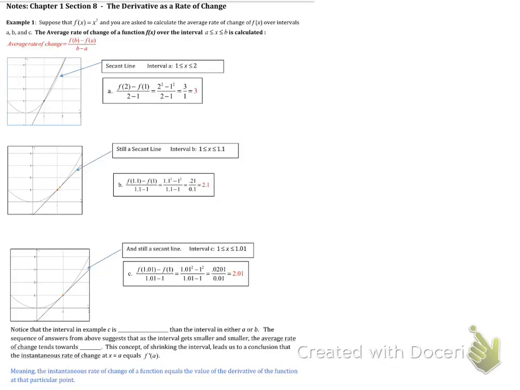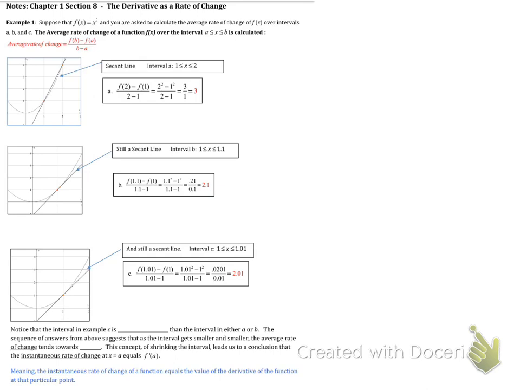Chapter 1, Section 8 is talking about the derivative now as a rate of change. So the first example is right in front of you, so read it along with me. Suppose that f of x is x squared, and we're asked to calculate the average rate of change of it over certain intervals a, b, and c that are listed below.